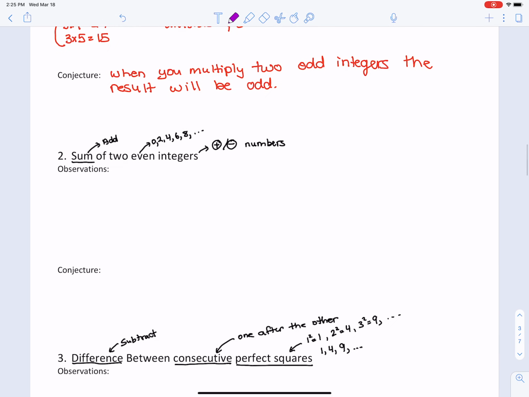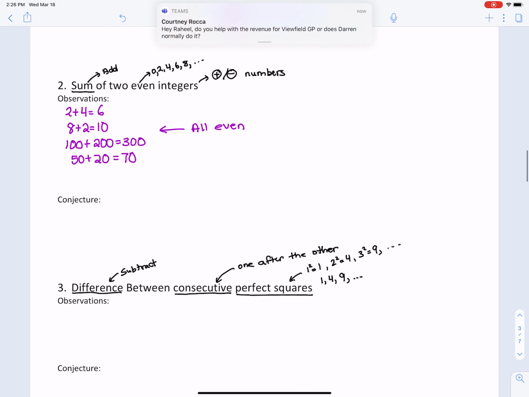The sum of two even integers. Let's try to add two even integers. 2 plus 4 equals 6. 8 plus 2 equals 10. Let's take some bigger integers. 100 plus 200 equals 300. 50 plus 20 equals 70. What am I noticing about all these numbers? I may notice that they're all even. So let me write a conjecture about that.